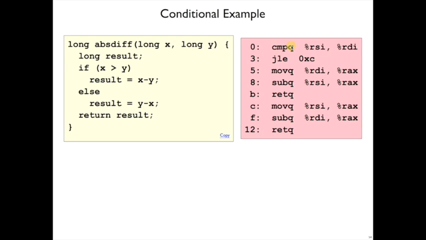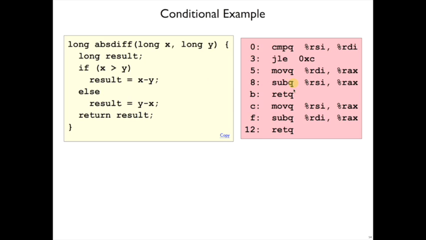So we have a comparison on RSI and RDI. RDI corresponds to x and RSI corresponds to y. And then if x is less than y, we jump down to the then branch here. So we jump to hex address C, and that does a move of RSI, that is y, into EAX, or RAX rather, since these are longs. And then we subtract, so that is y minus x, just like we have in the then branch over here. And then we return. Otherwise, we subtract the other way around.